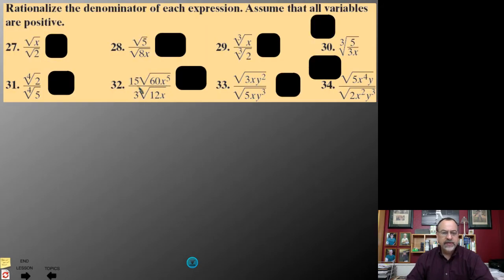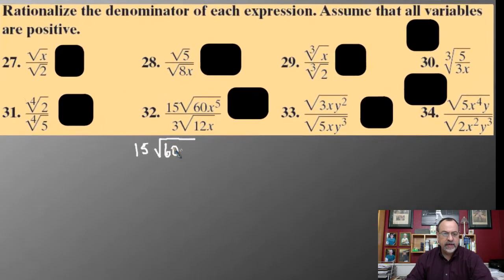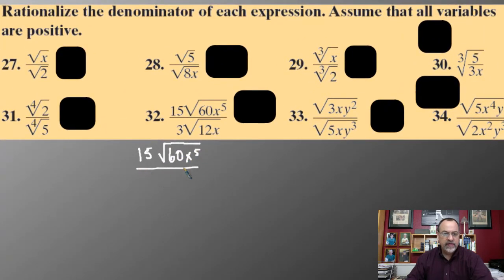So let's look at number 32 here. Now again, before I jump right in and start rationalizing this denominator, let's simplify everything that we can first, all right? It will make my life easier if I do that first. Now, I can reduce non-radicals with non-radicals. So 15 and 3, I can divide both of those by 3, leaving me 5 in the numerator and a 1 in the denominator. The square roots I can simplify.